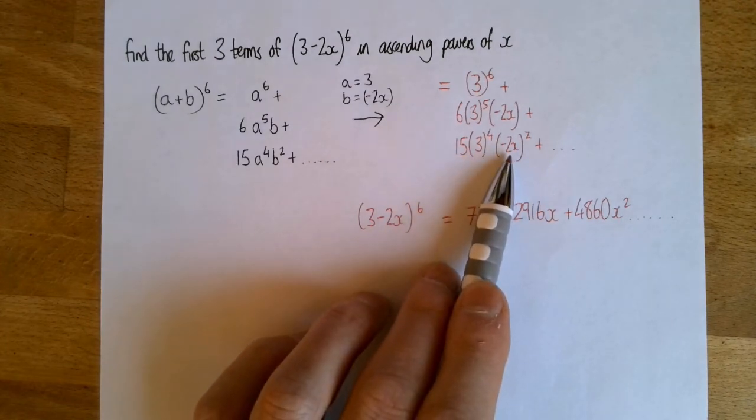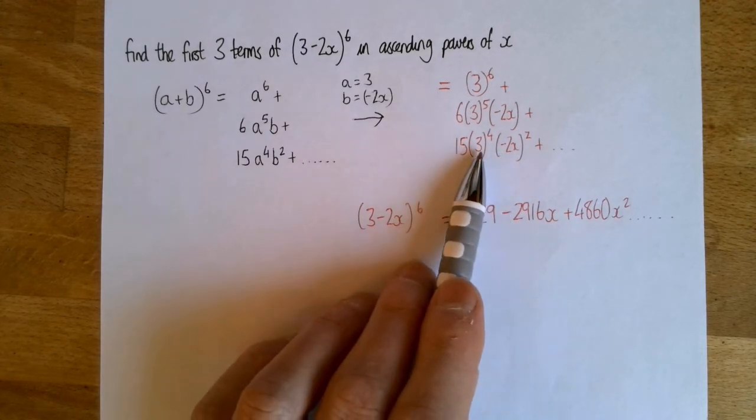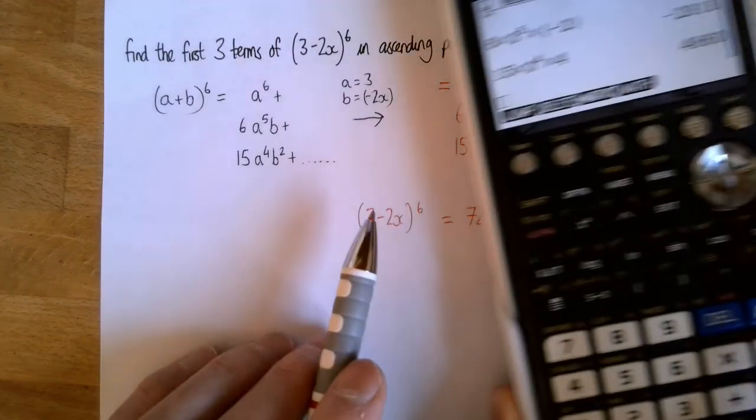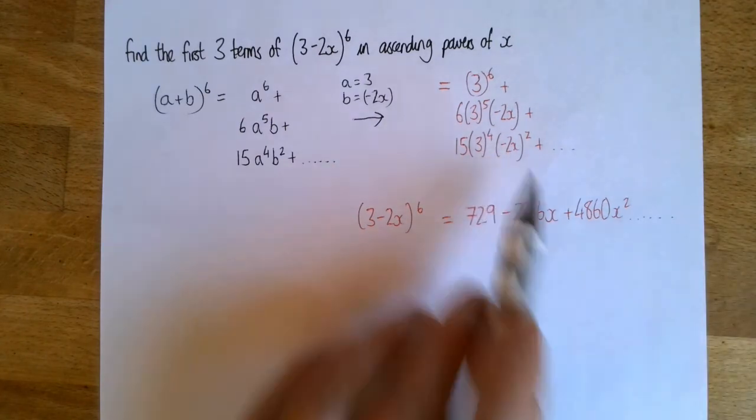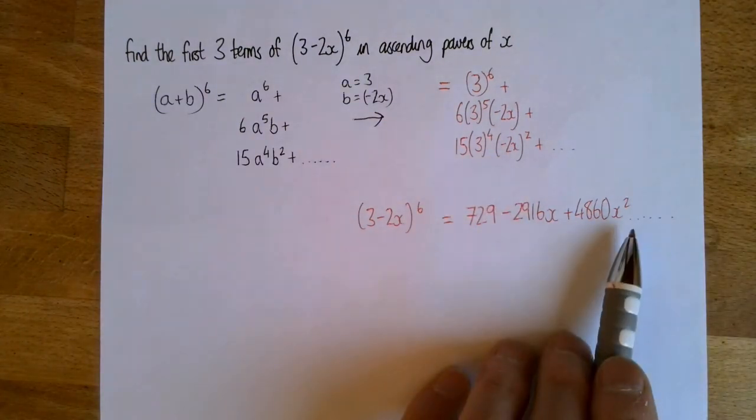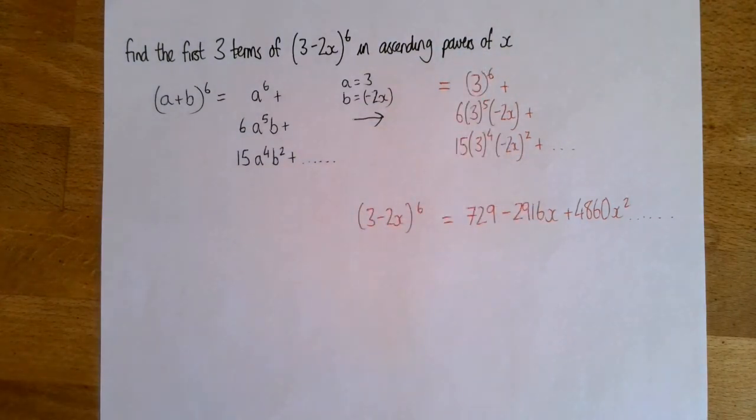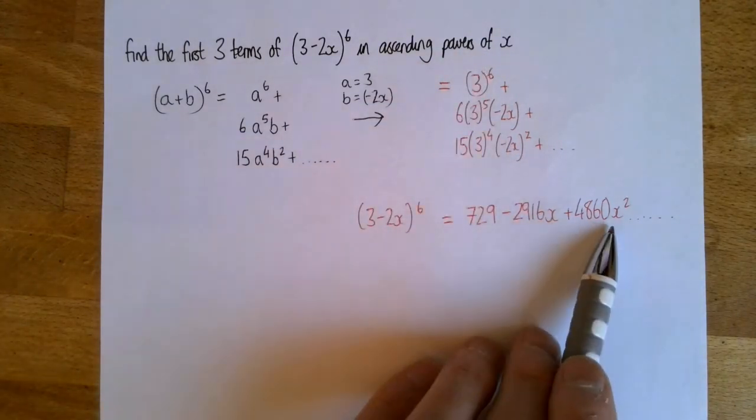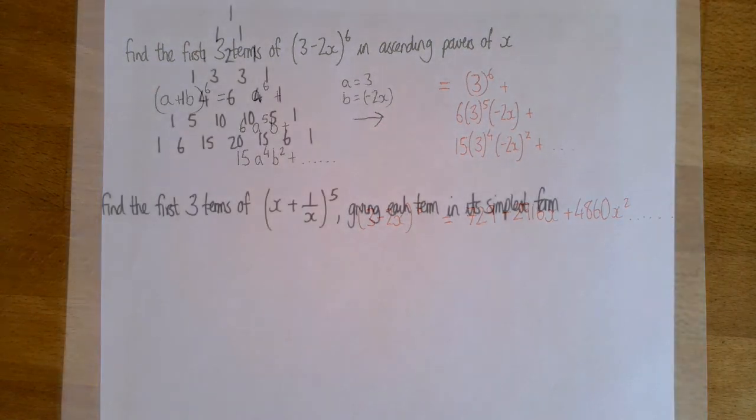I know this is going to be 4x squared plus 4, because minus 2 times minus 2 is plus 4. So 15 times 3 to the power of 4 times 4, 4860x squared. So I've done the first three terms. Let's just check. Have I got ascending powers of x? Powers of x getting bigger? Yeah, no x, x power of 1, x power of 2. Good stuff.